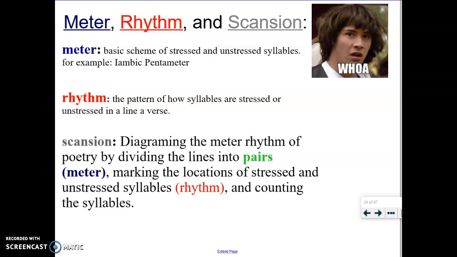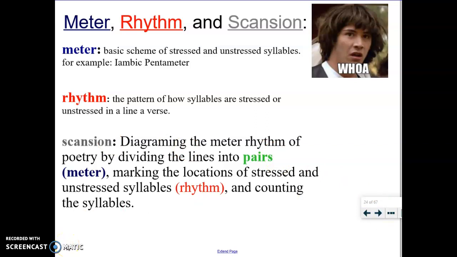Okay? And then our last word, which is right here, is scansion. Scansion is basically diagramming the meter and the rhythm of poetry by dividing the line into pairs of syllables and then marking the locations of the rhythm. So marking the stressed and the unstressed accents. And then also scansion refers to counting the syllables that we've already done. Okay, so here's what I know right now.